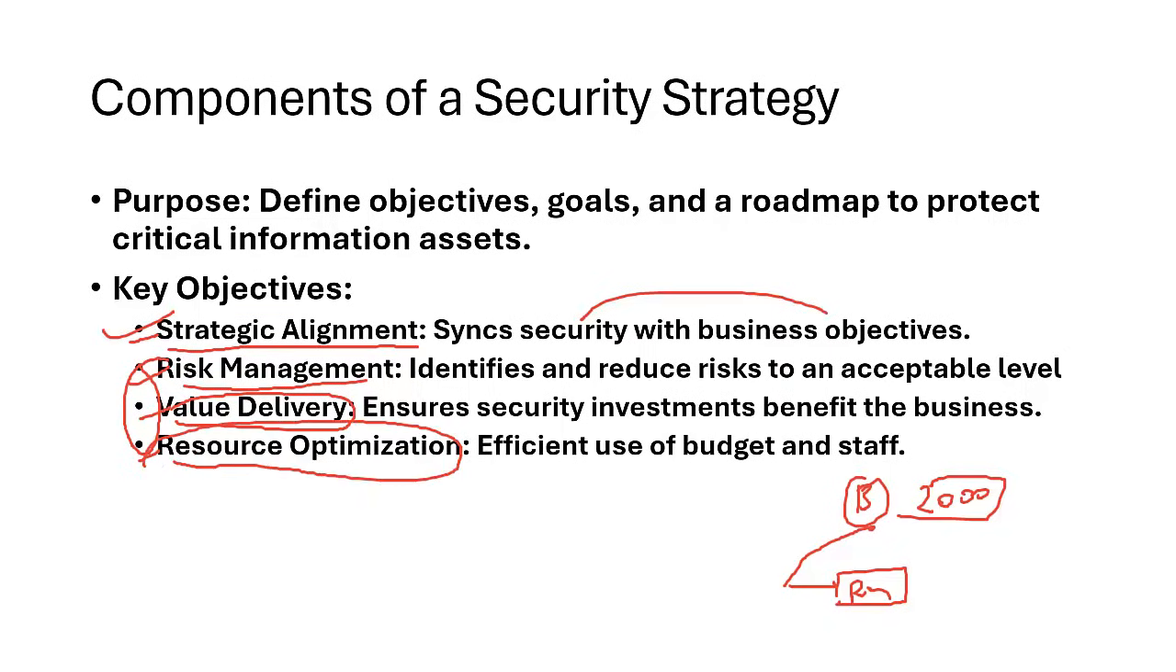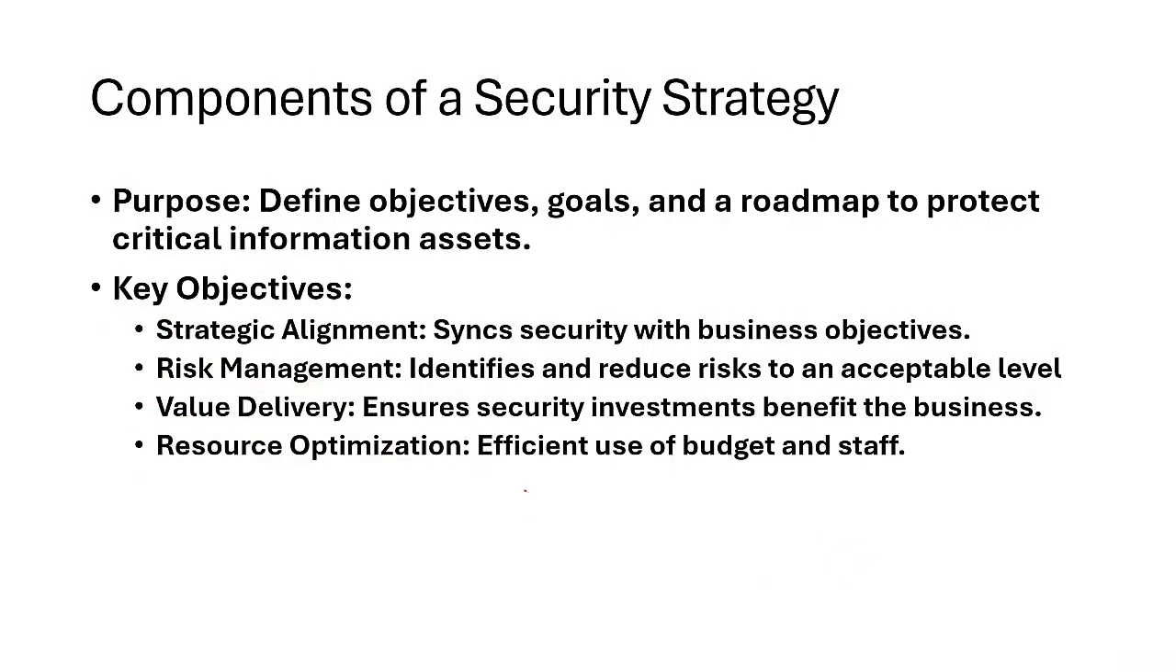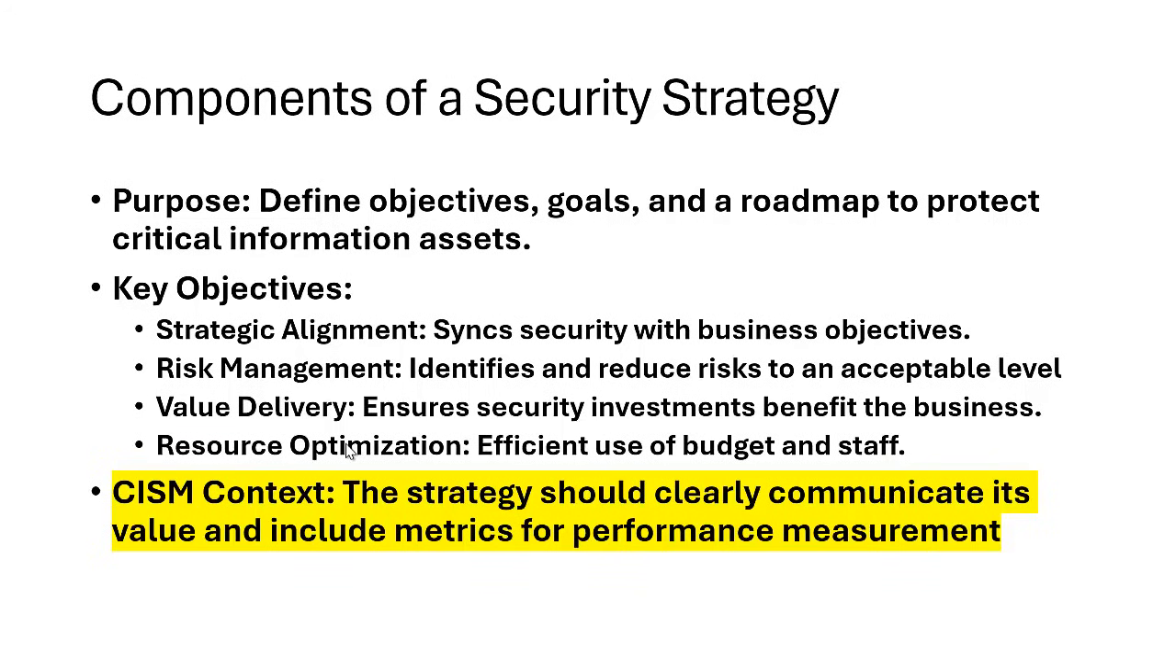So you can see that the outcome is to align with business. For that, we do risk management and that creates value. Why? Because with the help of limited resources, I can manage everything. So the outcome of a good security strategy is these four or five outcomes. A good strategy is the one which clearly communicates its value, includes the metrics for performance measurement, and is aligned with the business.